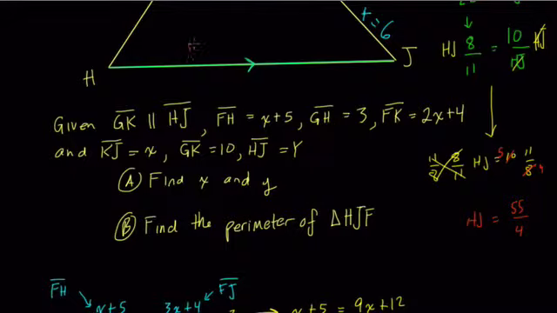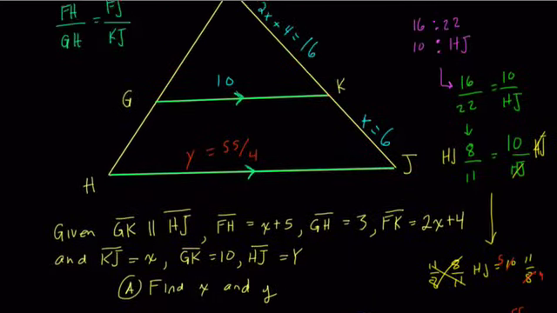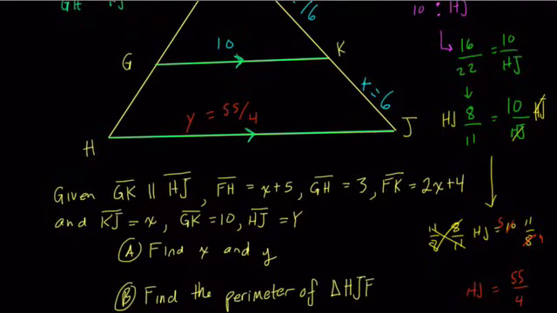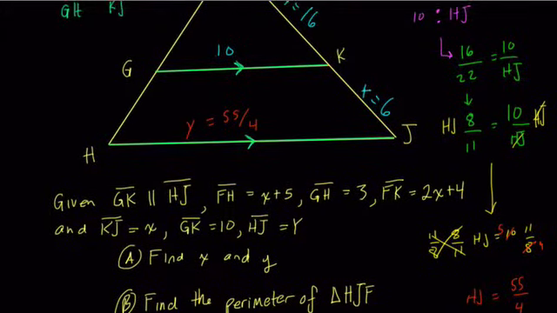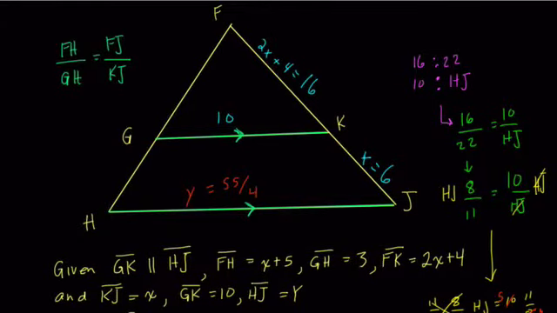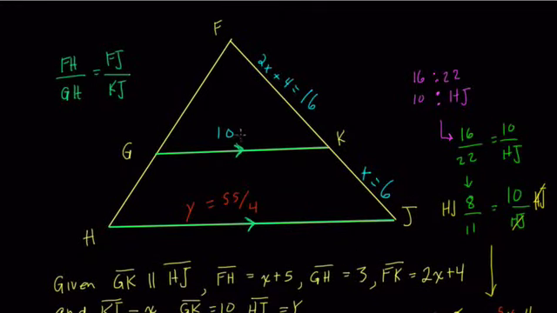So here, they want us to find y. Well, that equals 55 over 4. Okay. So now what? Find the perimeter of triangle HJF. No matter how this is set up, I think it's important to determine what all the lengths are that you're working with. FH is x plus 5 or 11, right? And FH is this entire length right here.